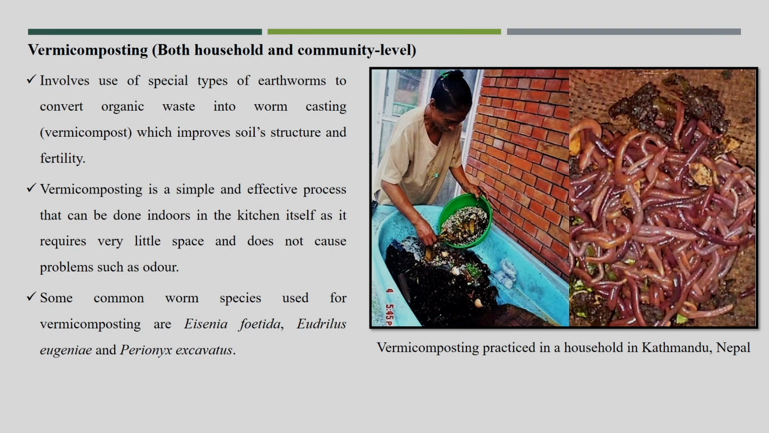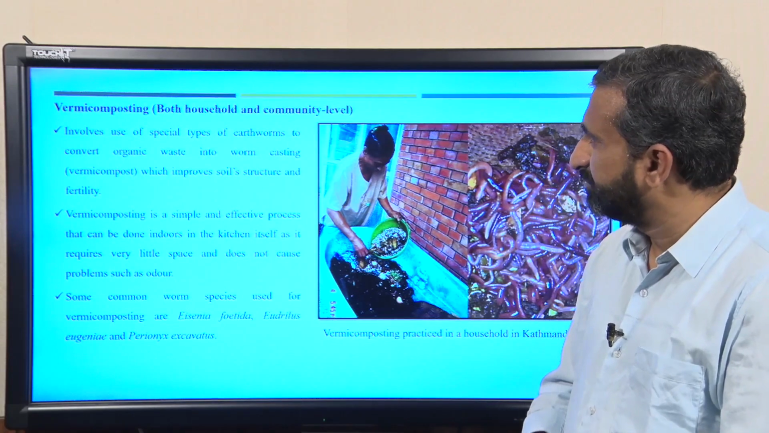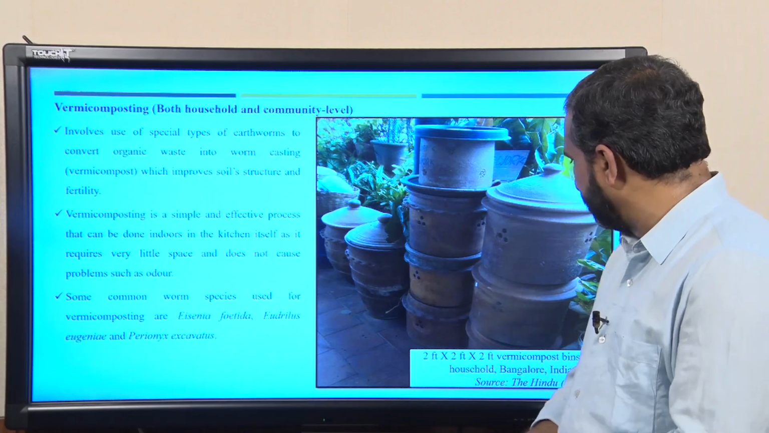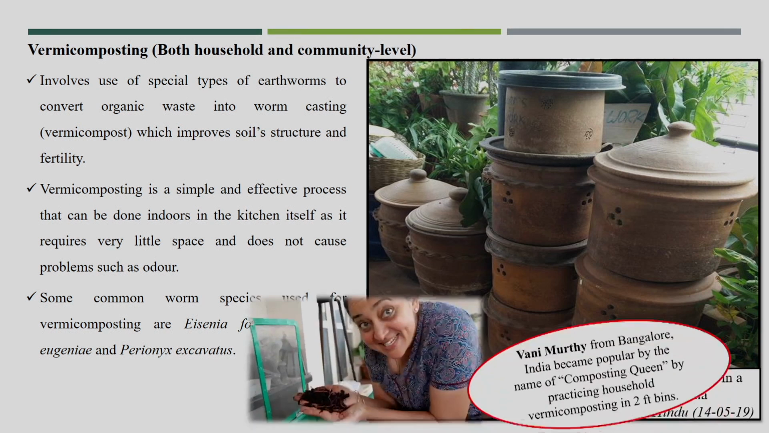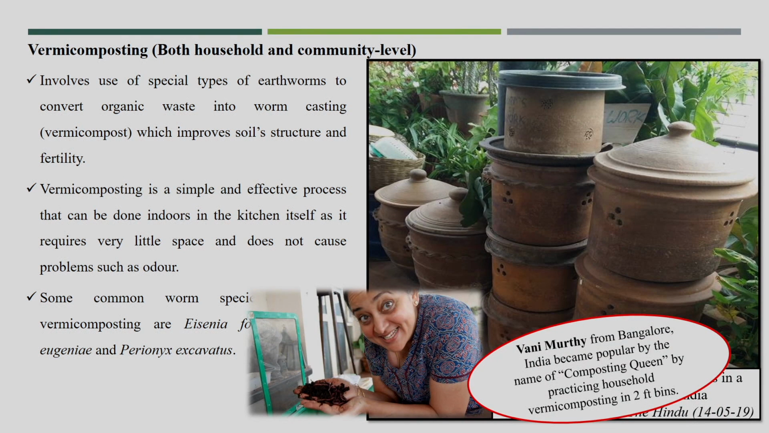And already, I think in most of the cities like Delhi, Mumbai, Kolkata, people are purchasing such units and also producing very good quality compost in their house itself. You can see another photograph, the small unit, a 2 feet by 2 feet by 2 feet vermicomposting bin, the small bins. And this lady is known as the composting queen, who is producing vermicompost in 2 feet bins.